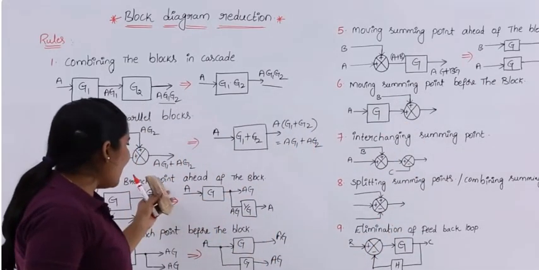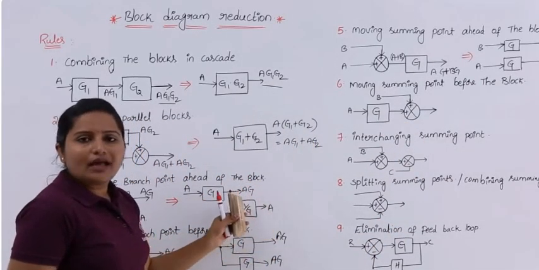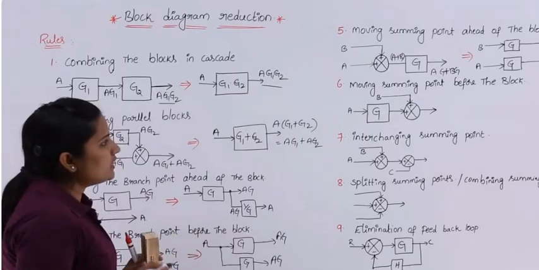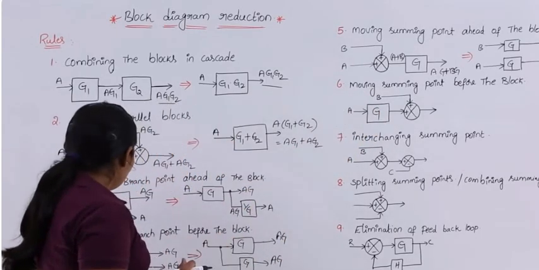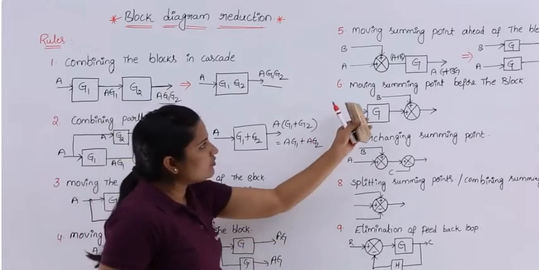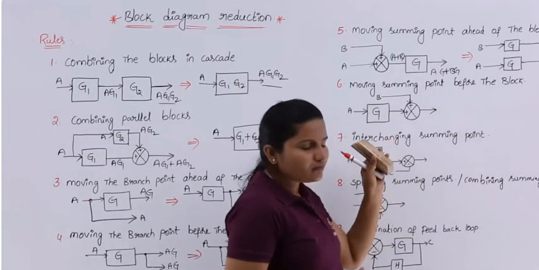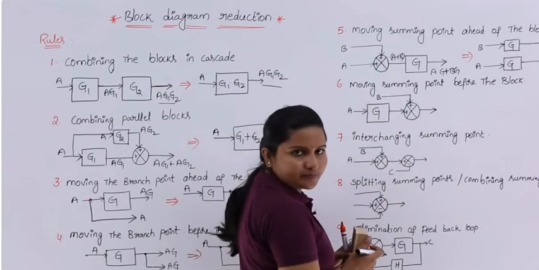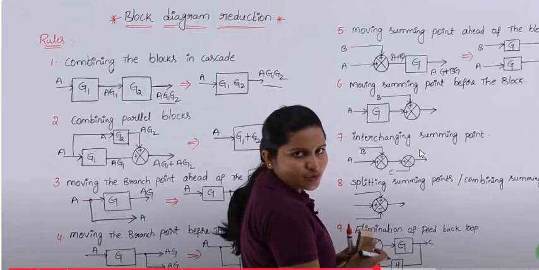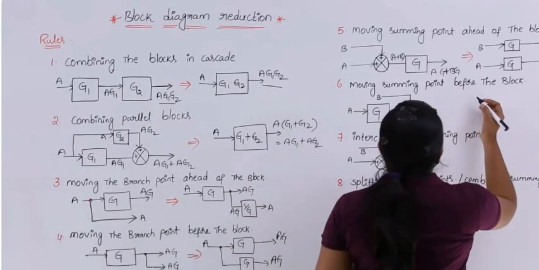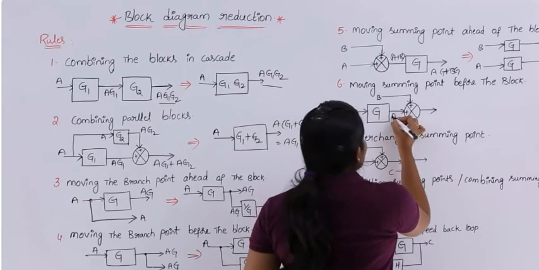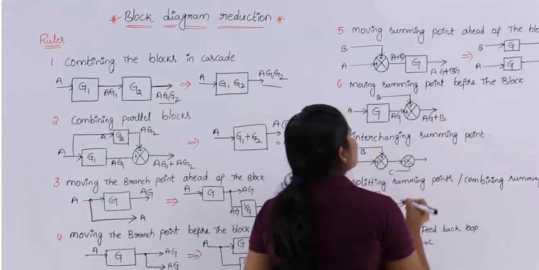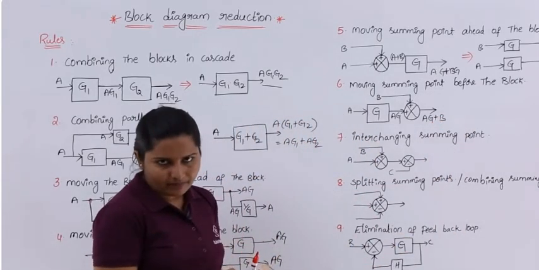Here, if you move ahead of the block, you need to add an extra block at that moving point with reverse gain. So similarly, we are moving the branch point before the block, like that moving the summing point before the block. If you want to move this summing point before the block, what do we need to do? Here you can see this is AG plus B. So the output is AG plus B. You need to get the same output, AG plus B.